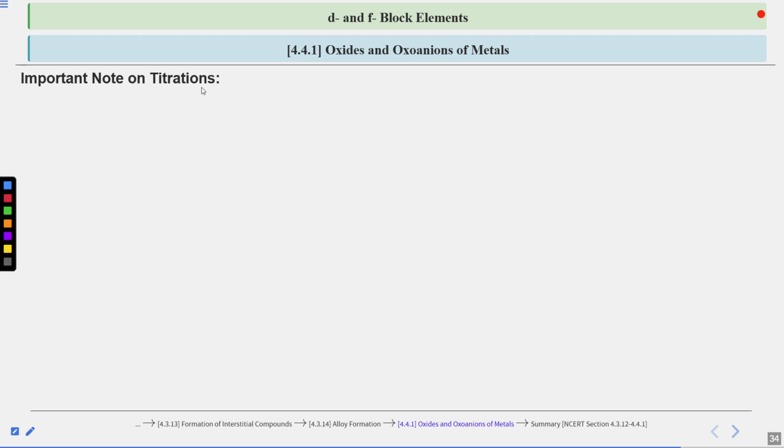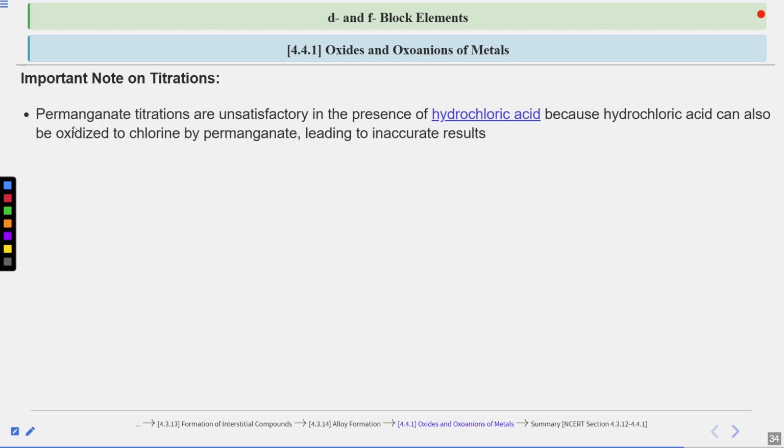Important note on titrations. Permanganate titrations are unsatisfactory in the presence of hydrochloric acid, because hydrochloric acid can also be oxidized to chlorine by permanganate, leading to inaccurate results.